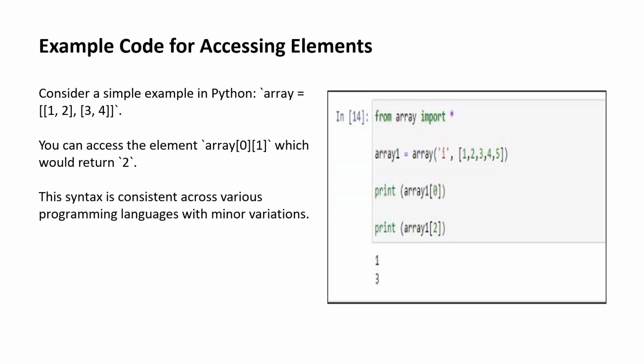Example code for accessing elements. Consider a simple example in Python. array = [[1, 2], [3, 4]]. You can access the element array[0][1], which would return 2. This syntax is consistent across various programming languages with minor variations.